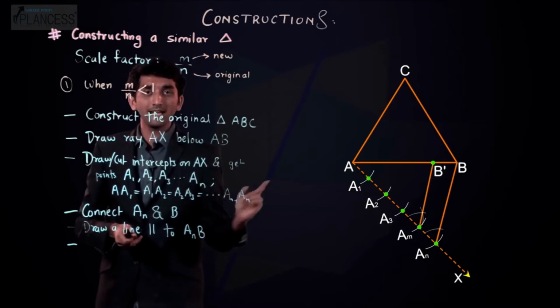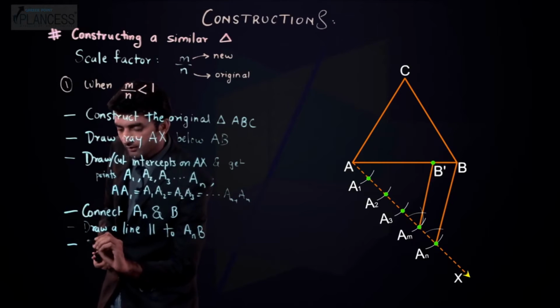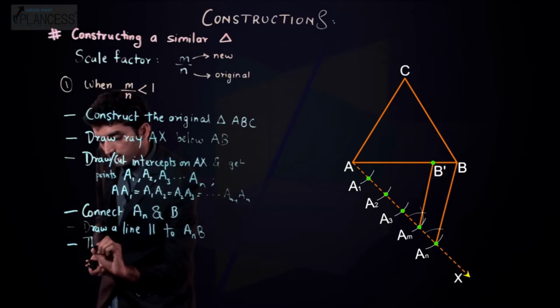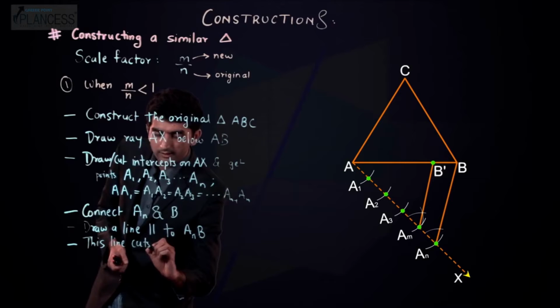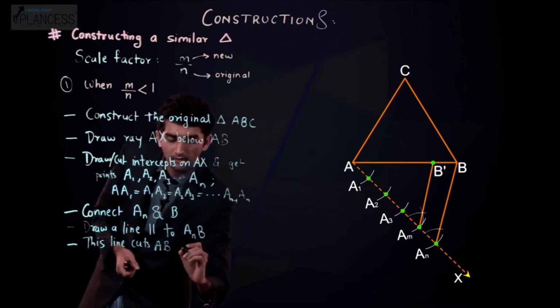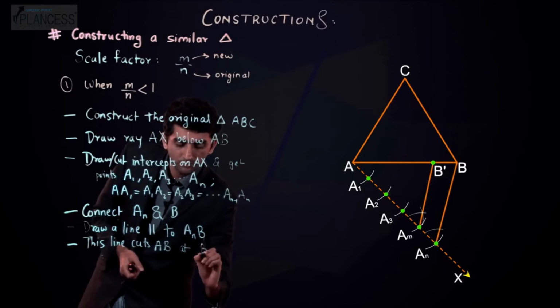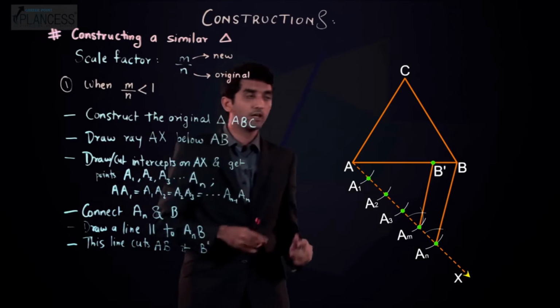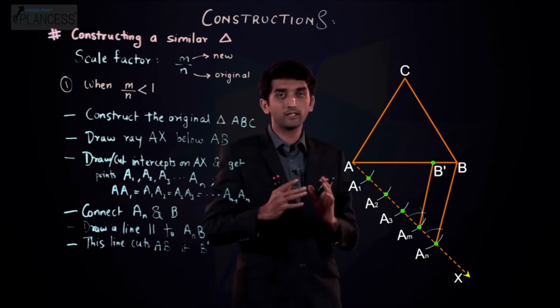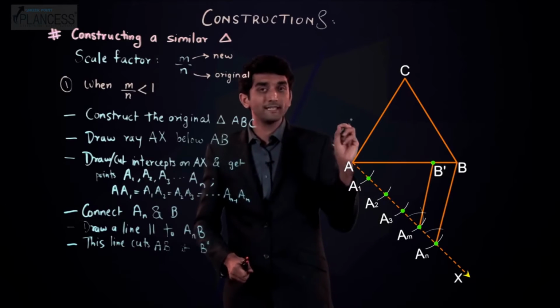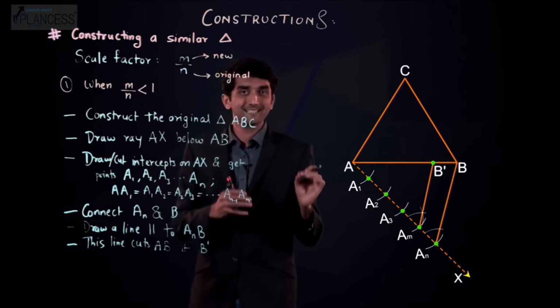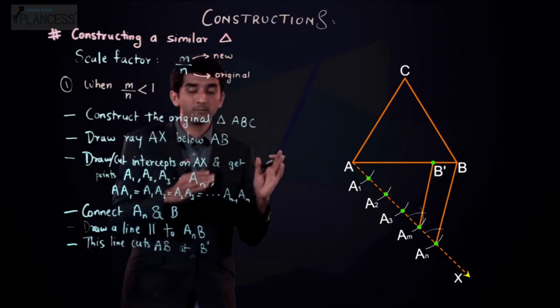So once we draw a line parallel to AB, this line cuts AB at B dash. So let's mark that point B dash. So we have got another point of the new triangle that we have to draw. The original point A is still the point A dash. That point will remain the same.